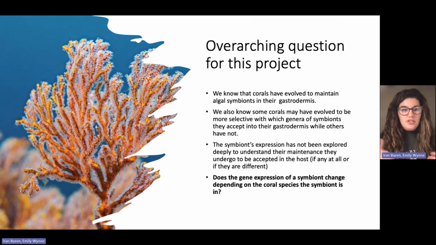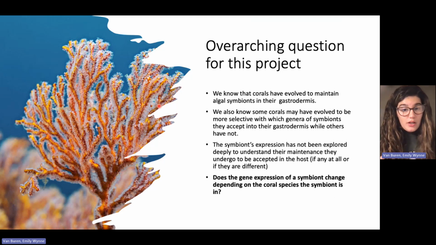So the overarching question for this project is based off of the things we've already discussed. We know that corals have evolved to maintain this algal symbiont in their gastrodermis layer. We know that corals can evolve to be more selective with their symbionts, which means they're selective in who will get established in the gastrodermis layer. Some other corals may not have been evolving to have a specific algal symbiotic partner. But the one thing that is drastically missing in all of this is, what is the symbiont doing?